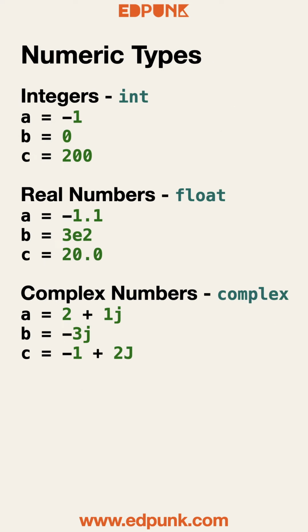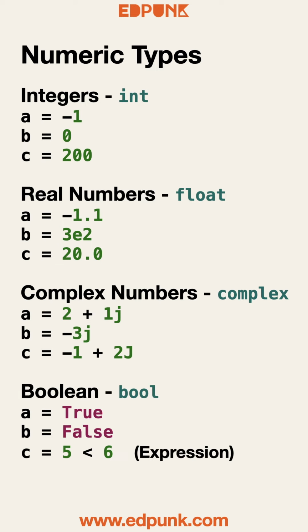Objects with numeric data type can store various types of numbers like integers, floating point or real numbers, and complex numbers, which have a real part and an imaginary part. The Boolean data type is a subtype of int. It stores the Boolean state represented by keywords True, which corresponds to the integer value of 1, and False, which corresponds to the integer value of 0.